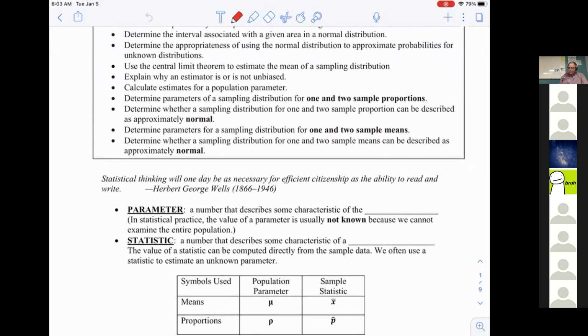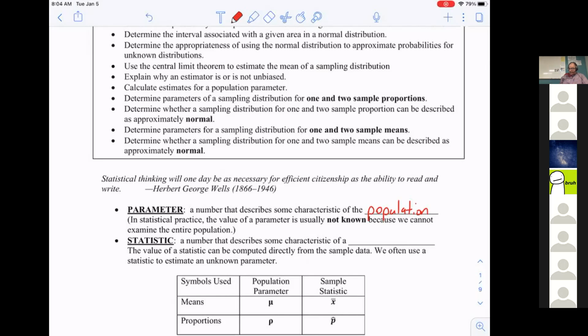So again, a lot of this is going to be vocabulary. We have to understand the vocabulary when we roll through this. We have to understand that we talk about a parameter and a statistic. The parameter is a number that describes a characteristic of a population, whether it be a mean, like the average age of an NFL player, or the proportion of people that have 401(k)s. It is talking about a population.